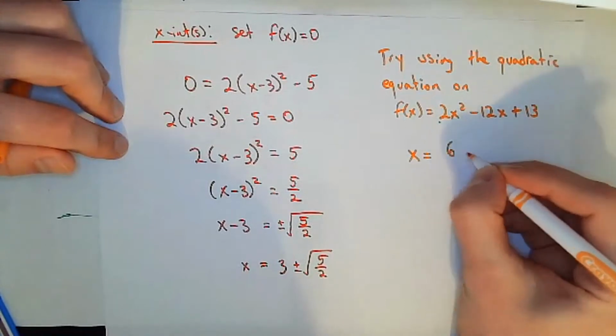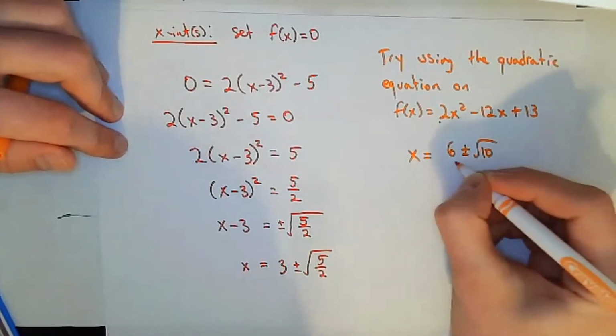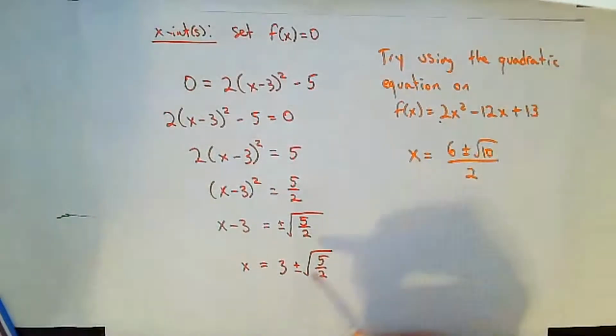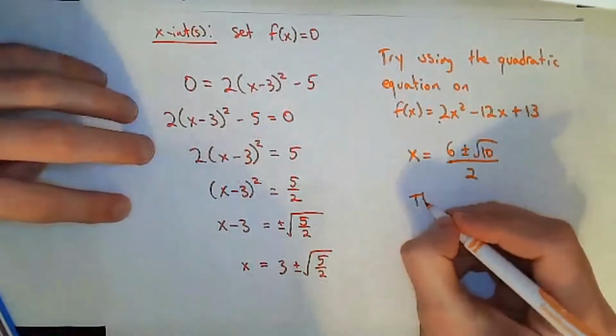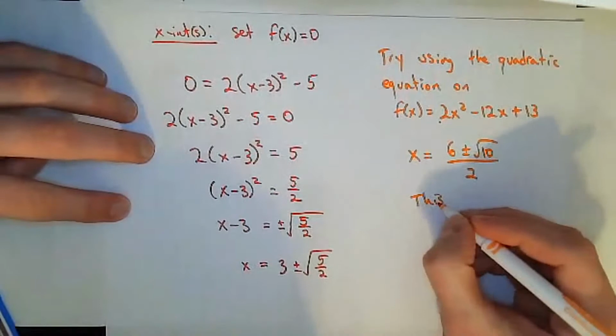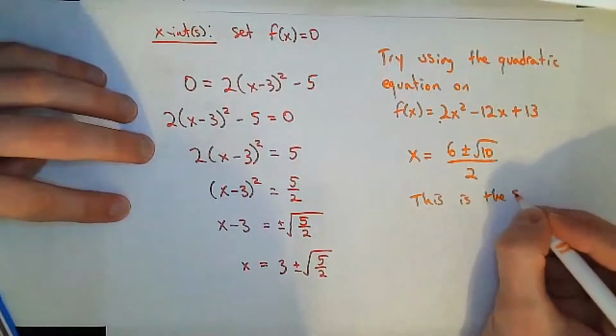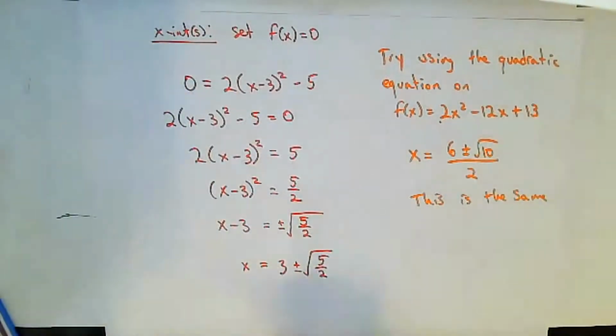I'm crunching numbers, 6 plus or minus square root of 10 over 2, which does not look the same, but this is the same. These are the same. Yeah, I'll say this is the same. It doesn't look like it, but just trust me, if you manipulated this the right way, it is the same.